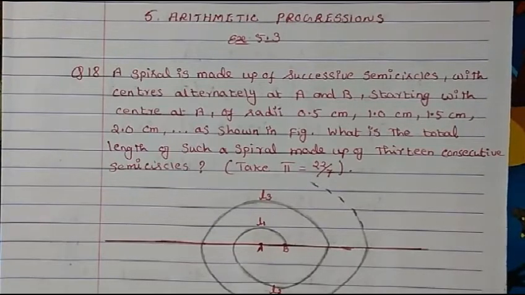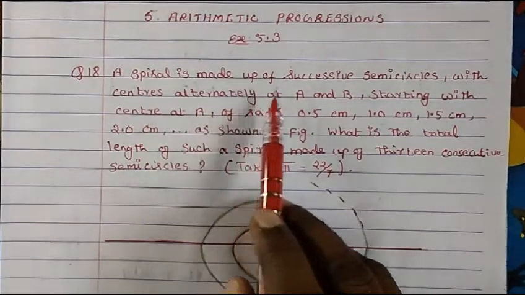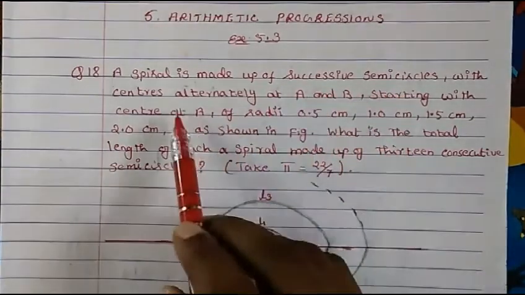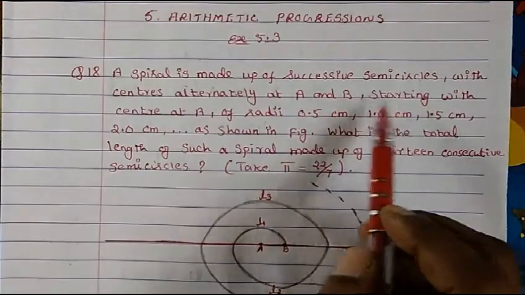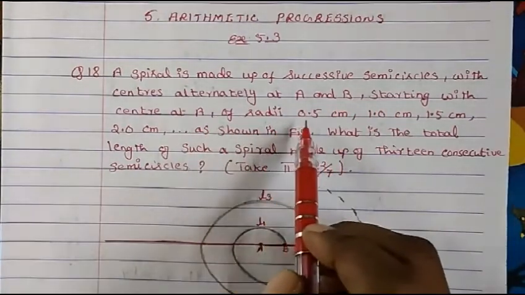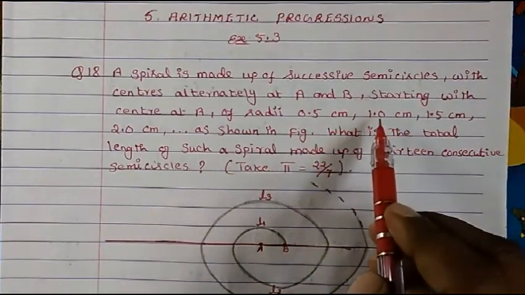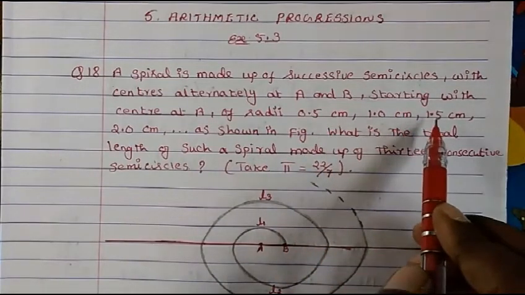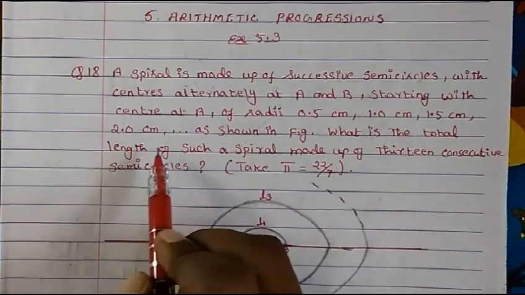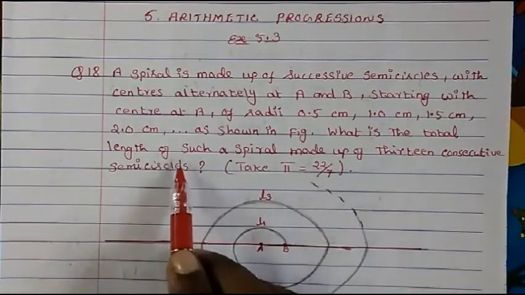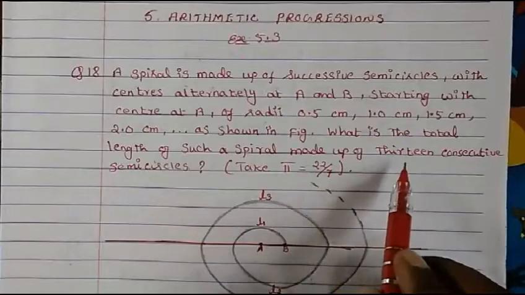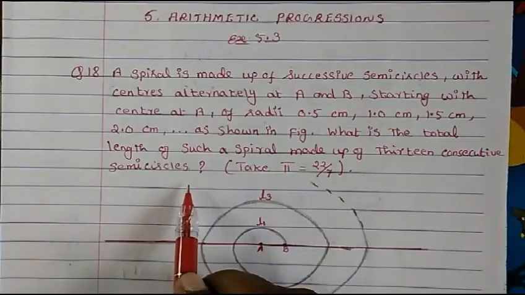Today we are going to study from class 10, chapter 5, Arithmetic Progressions, exercise 5.3, question 18. A spiral is made up of successive semicircles with centers alternately at A and B, starting with center at A, of radii 0.5 centimeter, then 1.0 centimeter, 1.5 centimeter, 2.0 centimeter, etc. as shown in the figure. So what is the total length of such a spiral made up of 13 consecutive semicircles?